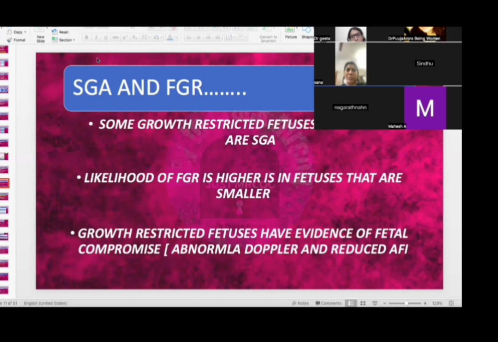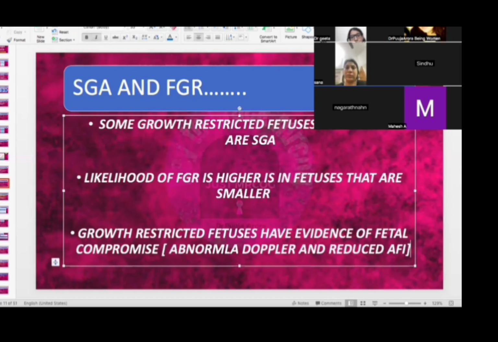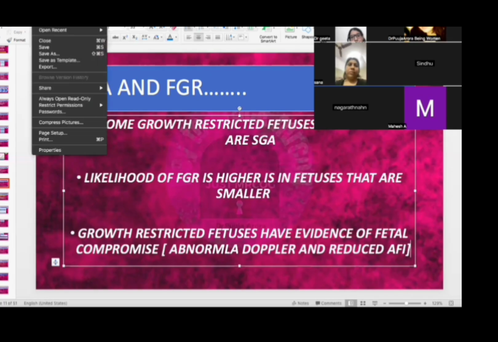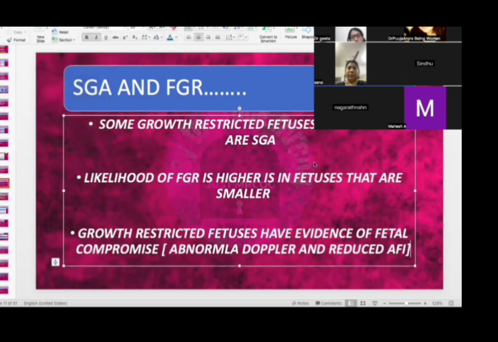Growth restricted fetuses have evidence of fetal compromise, like abnormal Doppler, like a reduced AFI. So AFI, that is amniotic fluid index. So this is how you differentiate between SGA and FGR. I hope I'm clear about how to differentiate between SGA and FGR.